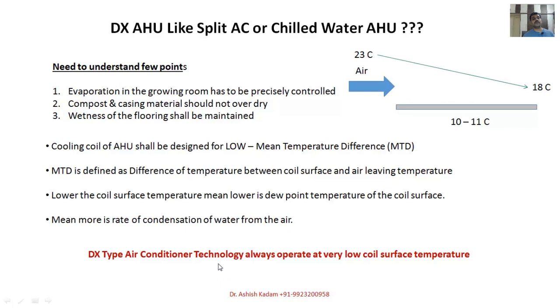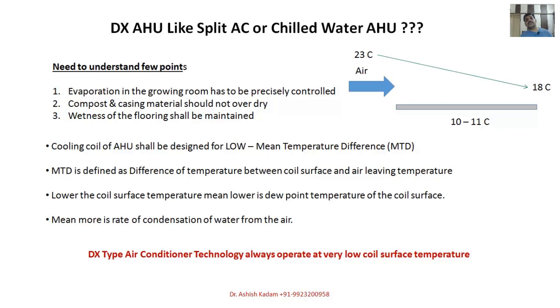So DX type of air conditioner technology always operates at very low coil surface temperature. Now in the chill water case, what is happening? You are supplying the constant rate of chill water. You are generating the chill water in your water cooled chiller at 7 degree or at 8 degree or at 10 degree, but which will remain constant because you have set the water chiller for that temperature. So you are maintaining that temperature.